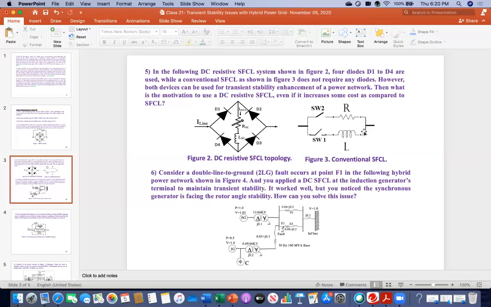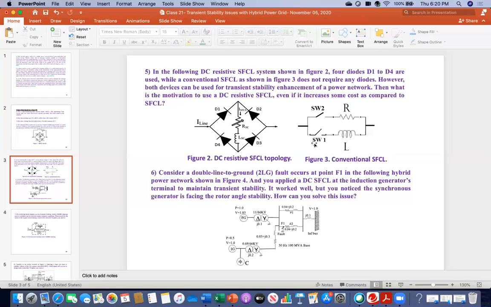And then when we are comparing, it has 4 diodes, so that may increase the cost. So that is the question: then what is the motivation to explore this one? So what answer did you write? I wrote that because the LSCBF is a short in case of DC, which eliminates the Q loss and increases the efficiency in DC resistive SFCL, while conventional SFCL does not have such capability. That's what I wrote.